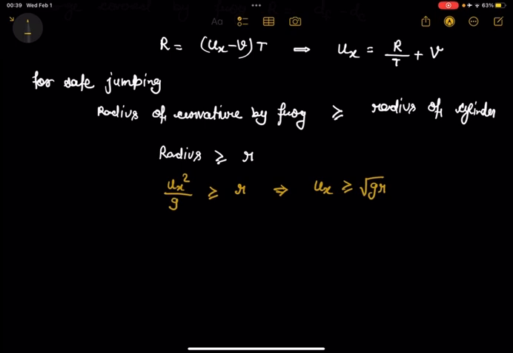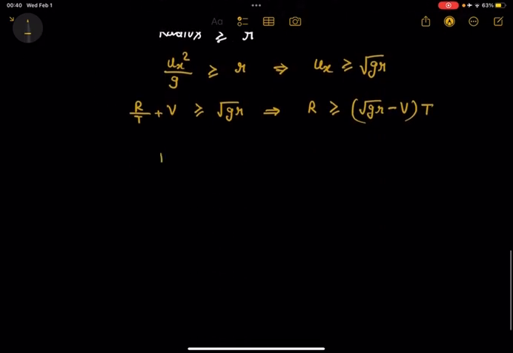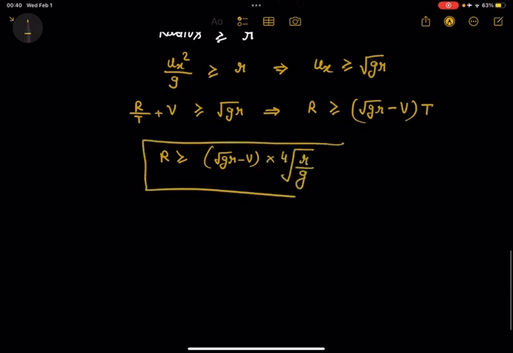And what is the value of ux? It is r by t plus v, which is greater than or equal to square root of gr. So you can say that the range is greater than or equal to square root of gr minus v into time of flight. And time of flight is nothing but 4 square root of r by g. So r is greater than or equal to square root of gr minus v into 4 root r by g. So this is one of the answers.